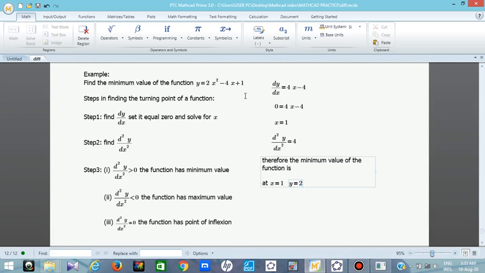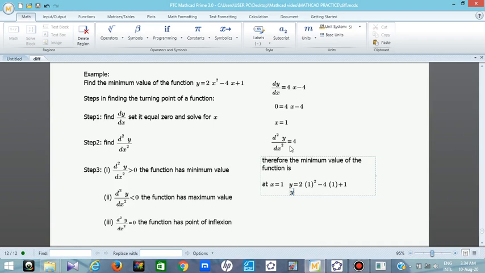y will be equal to 2 brackets 1 raised to power 2, minus 4 open bracket 1, then plus 1. Just substitute the value of 1 you got into this position of x. That is all we are doing. Then what do we have as the value for y now? So when you solve now, what are you going to get?